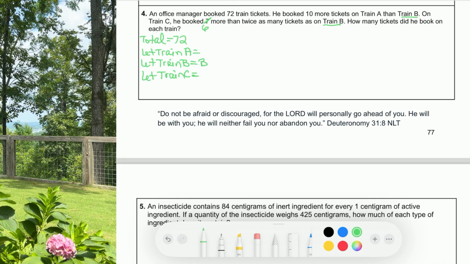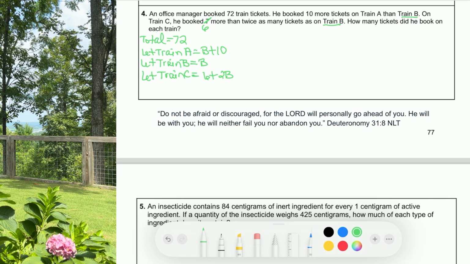Now let's figure out what it says about train A. It says it has 10 more tickets on train A than train B. So we're going to have B plus 10 here. Train C says it has 6 more than twice as many tickets, so 6 plus 2B is what we'll use for train C. How many tickets did he book on each train?